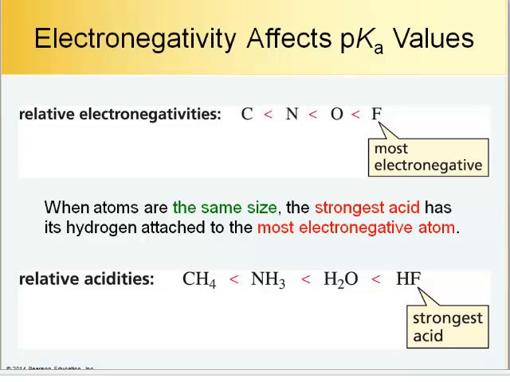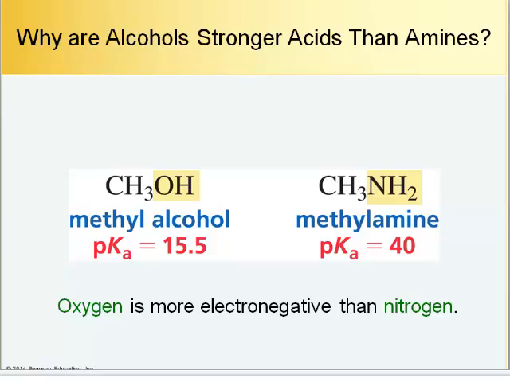Electronegativity also affects pKa values. So the more electronegative, the stronger the acid. And the reason for that is because of the charge separation. The more of a charge separation there is, the easier it is for that hydrogen to be abstracted. And that explains why alcohols are stronger acids than amines, because the electronegativity of oxygen is greater than that of ammonia. So there's more of a charge separation between oxygen and hydrogen than there is between ammonia and hydrogen.